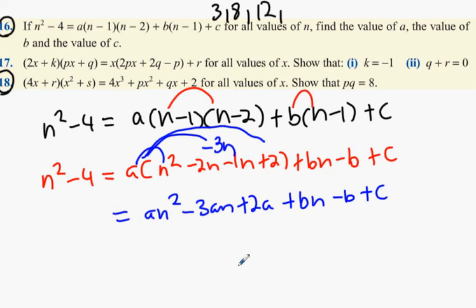Now, we got to group them. It's n squared minus 4. Okay, that's great. Now, here's the problem. an squared is perfect. What has n's in them? The 3an and the bn. And what has no n's in it whatsoever?